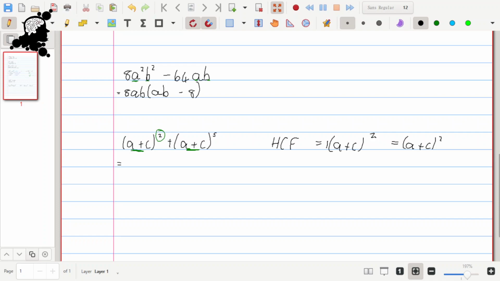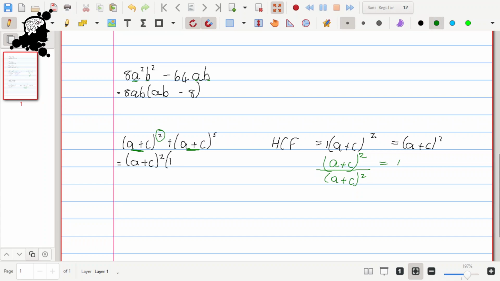So let me write it out here. I've got (a plus c) squared. I open a bracket. Now we say the first term, which is (a plus c) squared, divided by our highest common factor of (a plus c) squared. This is going to give me 1. So I put in the 1.